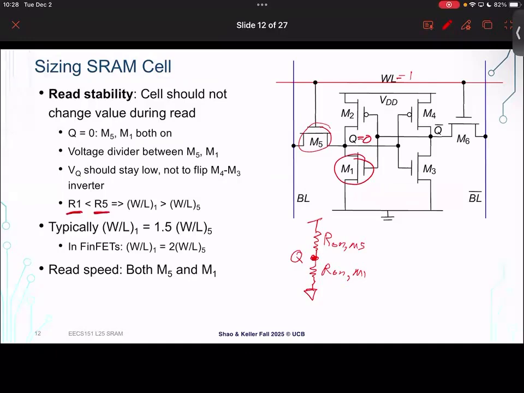So that means we want the size written here as width over length of the transistor, right? Because recall that sizing transistor widths wider makes them stronger, makes the resistance lower. So we want the size of transistor 1 to be larger than the size of transistor 5 in order to ensure the read stability of the cell, in order to ensure that node Q does not flip while we're reading it.